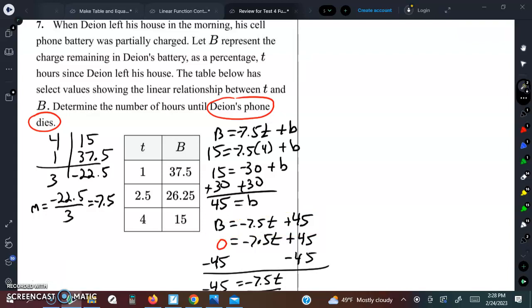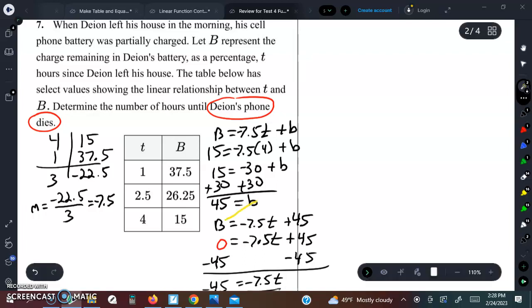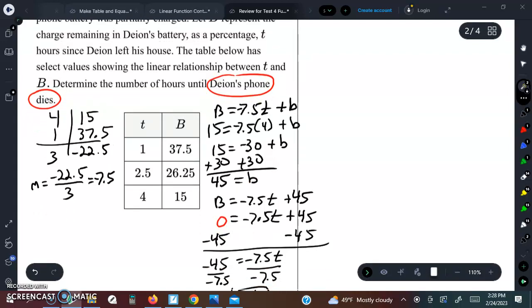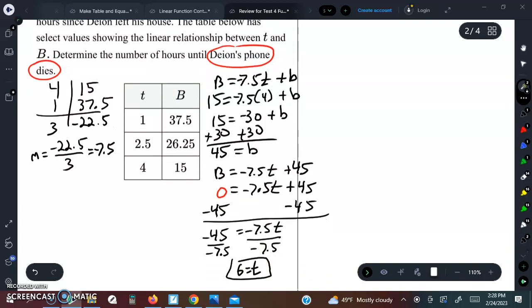Okay, now when would the battery life get to 0? That's what we want to know. So I plug in 0 for the battery life and then solve the equation. I subtract 45 on both sides and then divide by negative 7.5, and that'll tell me in 6 hours, that's how long it will take for the battery life to get to 0.